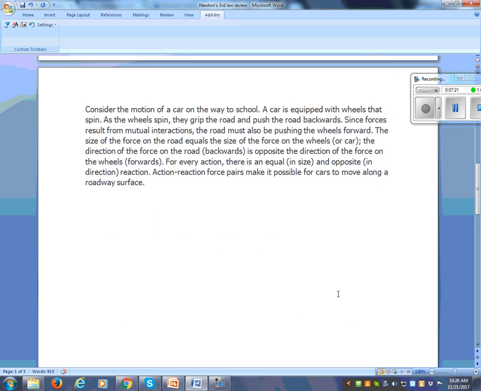Consider the motion of a car on the way to school. Who came to school today? Oddly enough, not everyone's hand went up. Very odd, very odd.